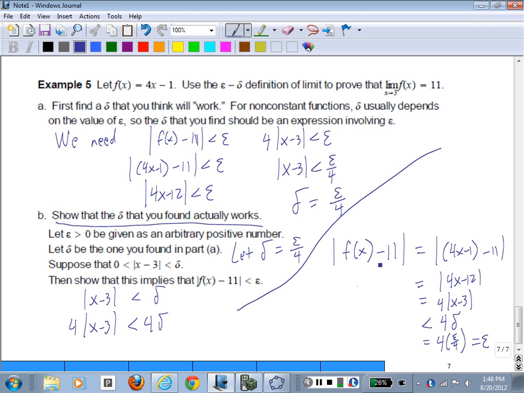So this expression is equal to this, which is equal to this, which is equal to this, which is less than this, which is equal to this, which equals epsilon. String them all together, and the absolute value of f of x minus 11 is less than epsilon. So that concludes it. And that's probably a good place to conclude the first day of class.